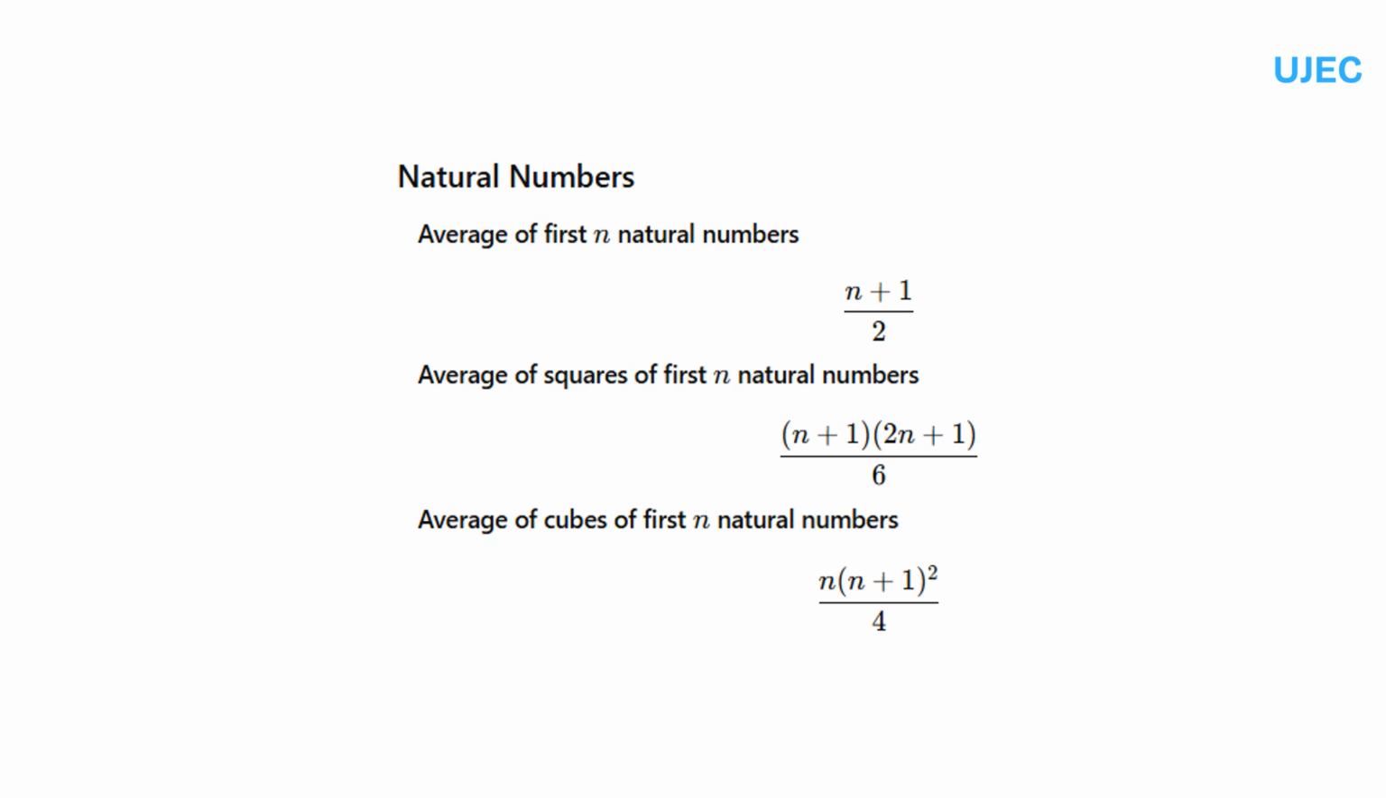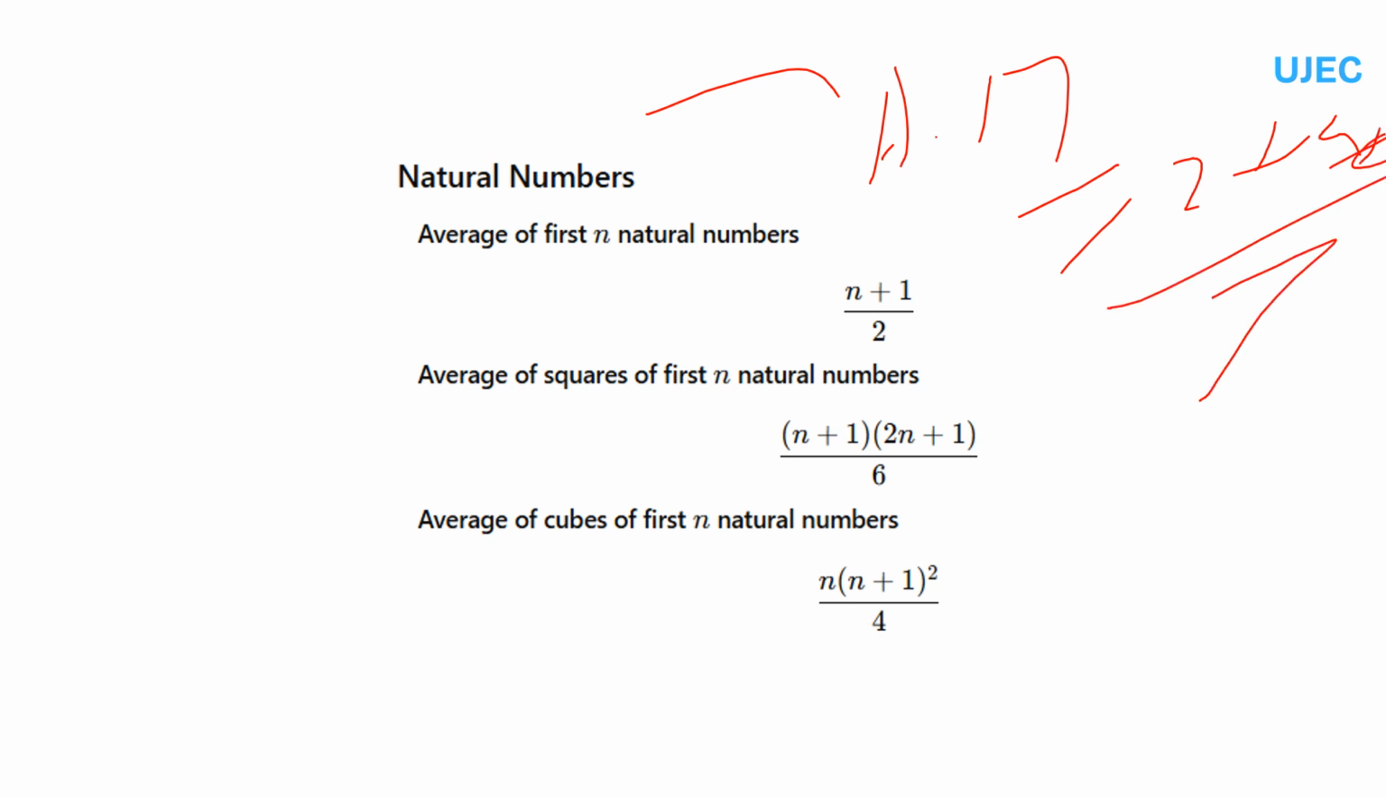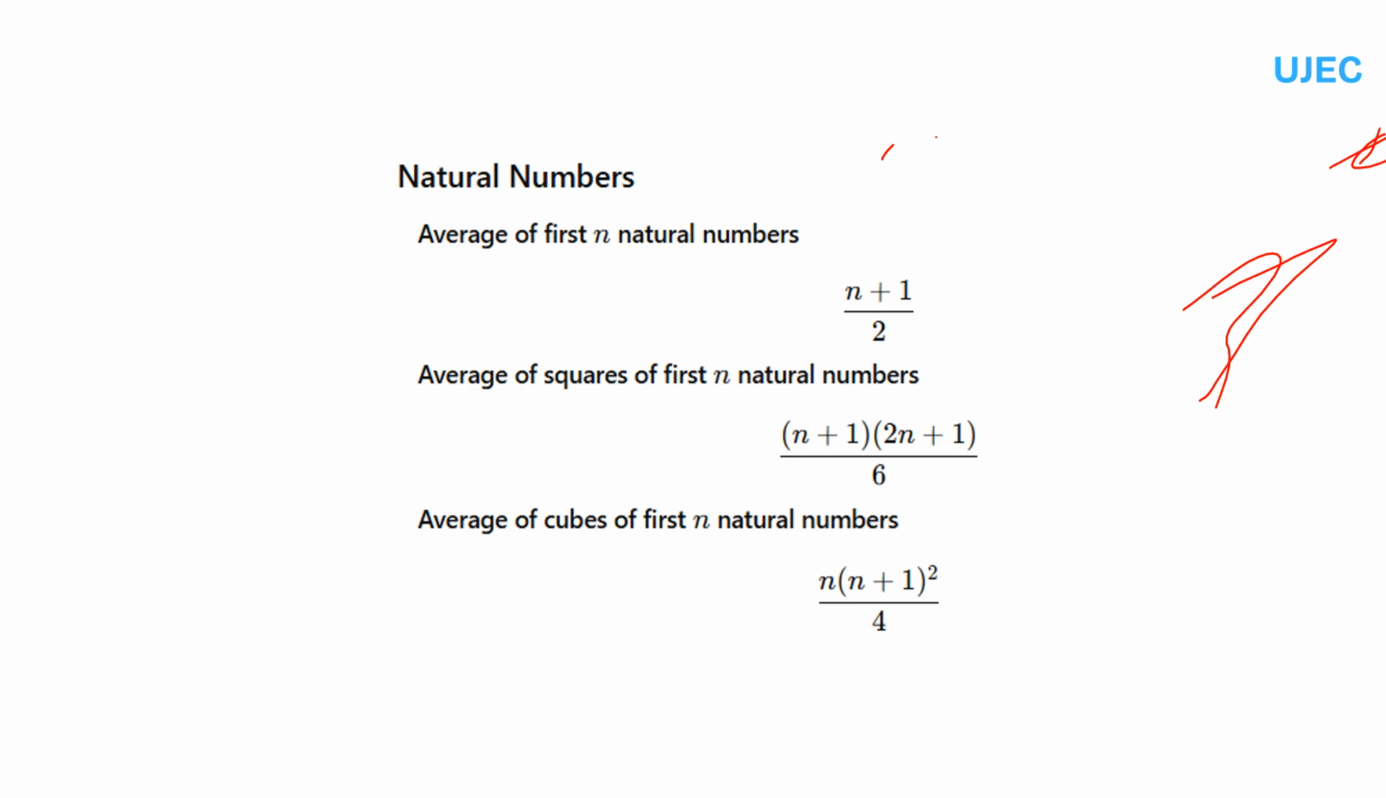Now, coming to some shortcuts, because every time you cannot just go to arithmetic mean and put that tedious formula of 2 plus 4 plus 6, and then divide by 3. There are certain shortcuts for certain particular things. For example, first n natural numbers. The average of the first n natural numbers can be calculated like this.